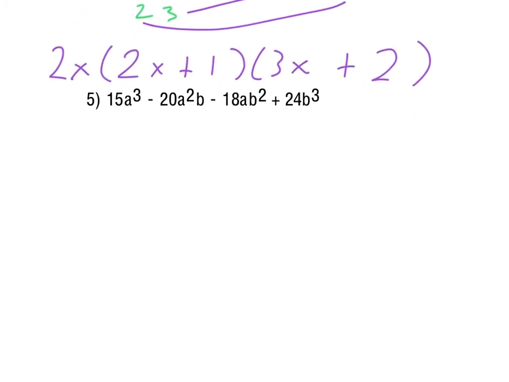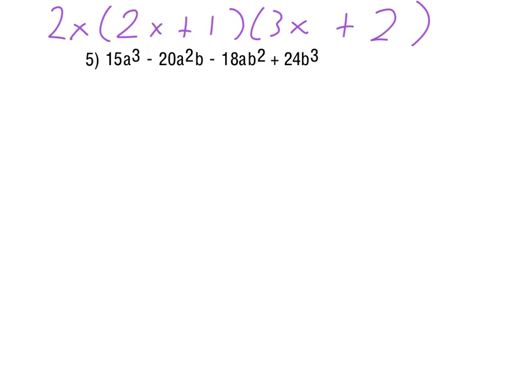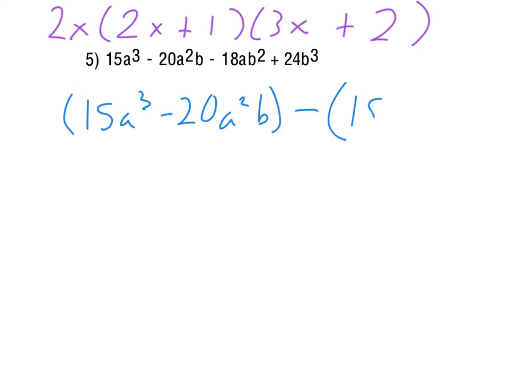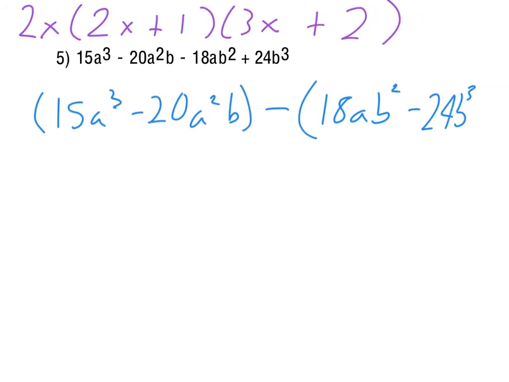Number 5. Now this one has 4 terms. That should automatically get you thinking factoring by grouping. So we'll group the first two, 15a cubed minus 20a squared b, and should already be kind of seeing what we're going to factor out of that. Now we do have a minus in the middle, so again that's where we kind of change the signs here. So we have 18ab squared. Again, then it becomes minus 18 when I distribute the minus through. We have a plus 24b cubed, so that means this has to be minus 24b cubed in order for that to become plus when I distribute the minus through.